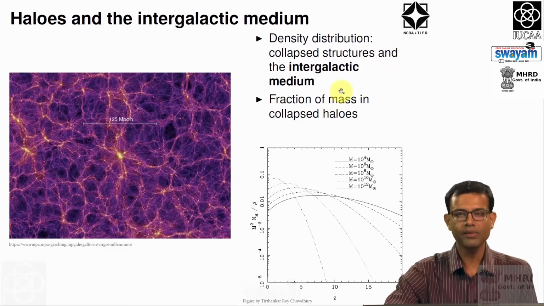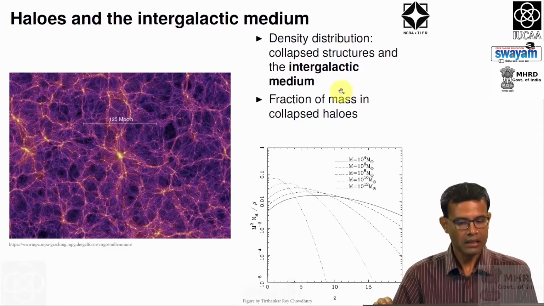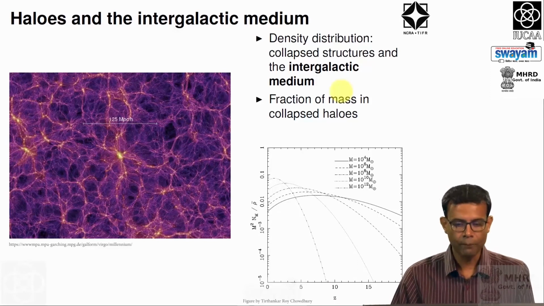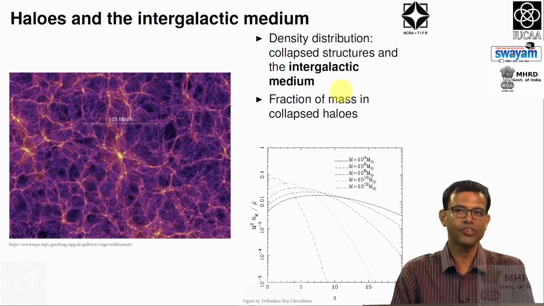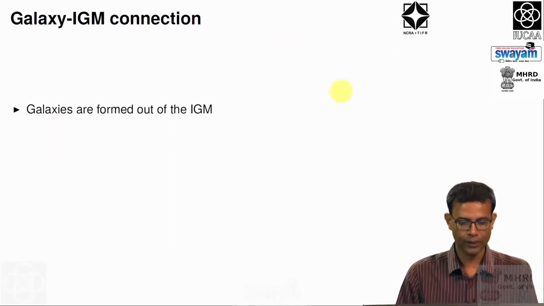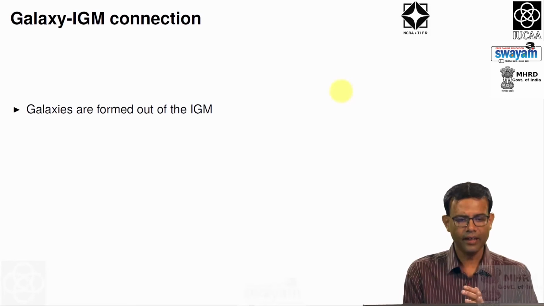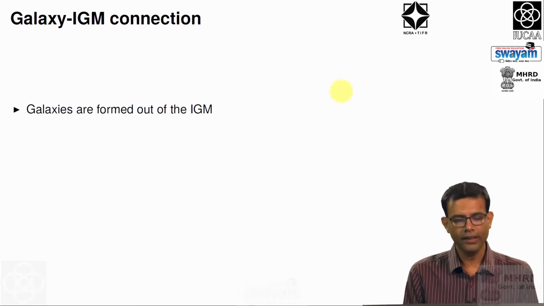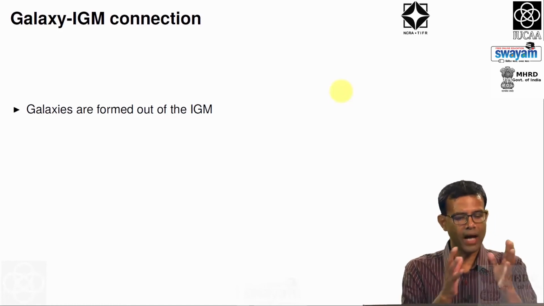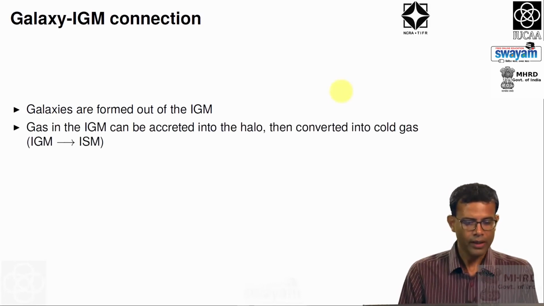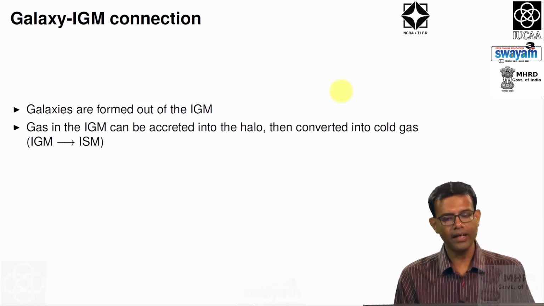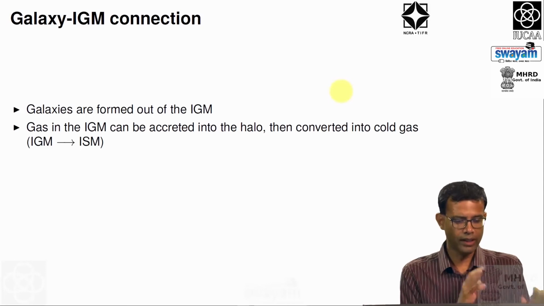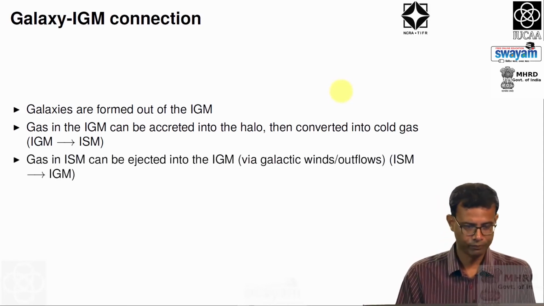The intergalactic medium is diffuse and low density, it will not form galaxies, and it does not emit any luminous light, but it contains most of the mass, because it is spread over large volumes. The galaxies and the intergalactic medium are very closely connected, because at early times all the matter is in the intergalactic medium. So, in that sense the galaxies are formed out of the intergalactic medium. Gas in the intergalactic medium can be accreted into the halo, then converted into cold gas in galaxies. So, this is the connection between the intergalactic medium and the so called interstellar medium.